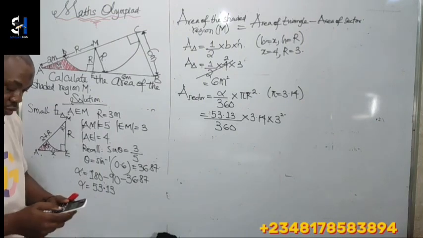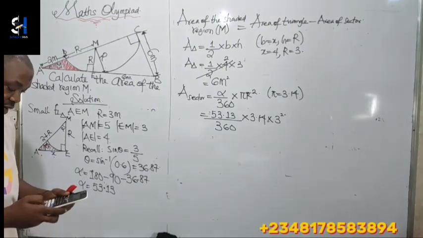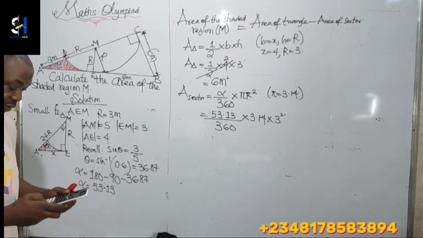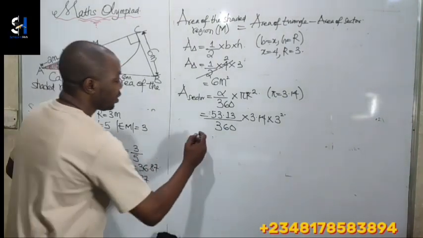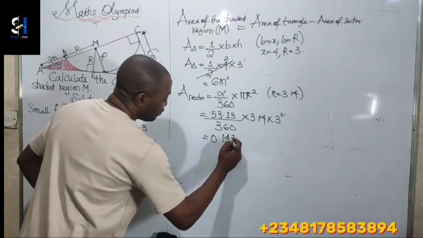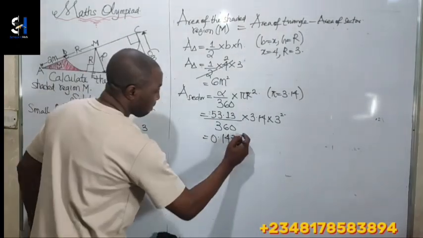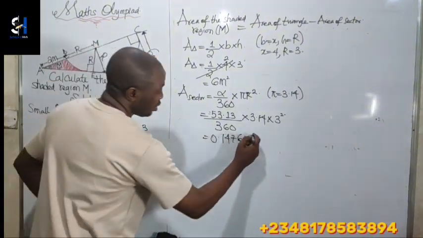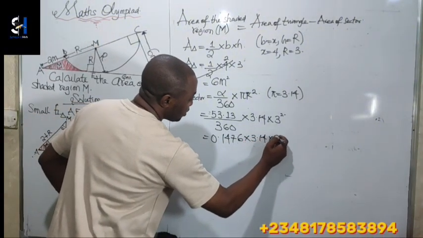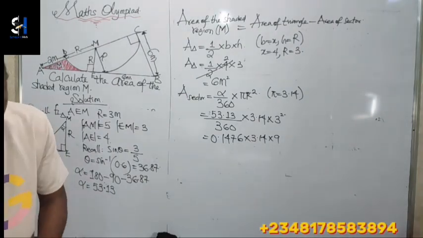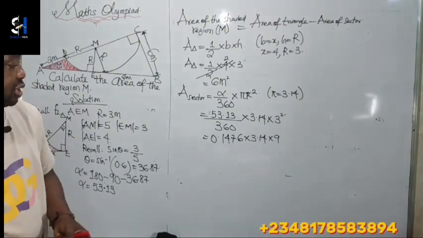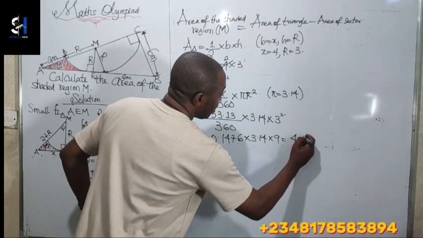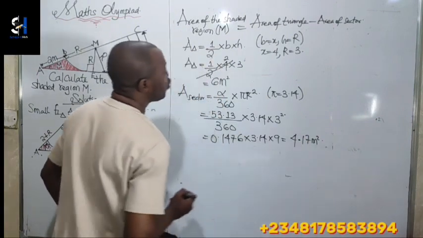Now let's get the value. 53.13 divided by 360 is 0.1476. Multiplied by 3.14, then multiplied by 9, that will be 4.17. So the area of the sector is 4.17 square meters.